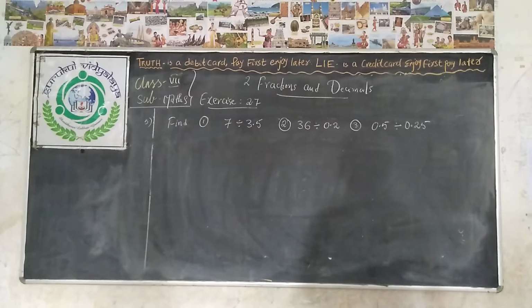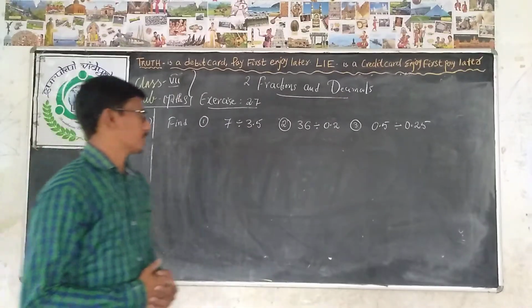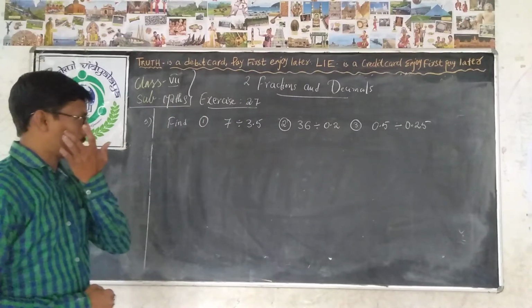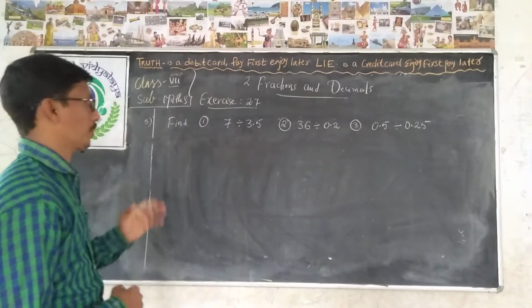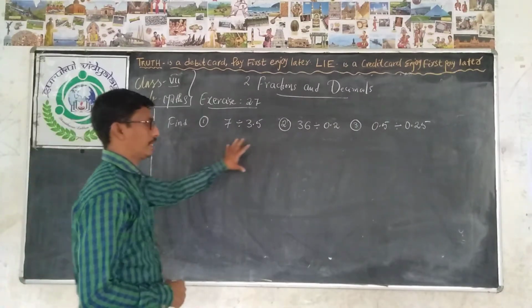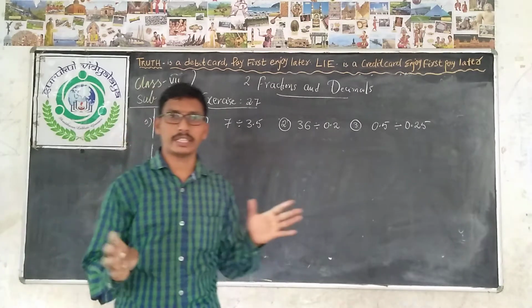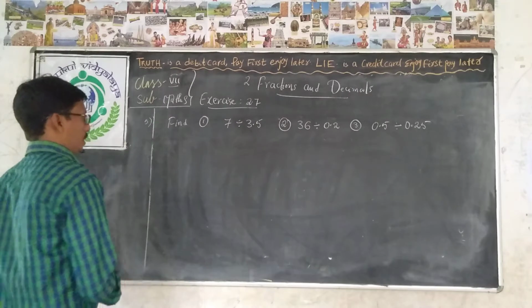Okay, guys. Coming to the next problem, the fifth problem. Find the values of 7 divided by 3.5, 36 divided by 0.2, 0.5 divided by 0.25. In the first two problems, a whole number is divided by a decimal number. In the last problem, both numbers under division are decimal numbers. Okay, so let us solve these problems.